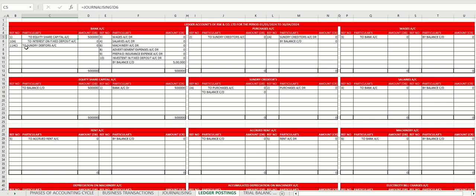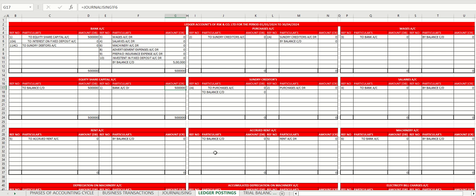Okay. So we have created the bank account, and in the bank account we have made the entry of equity share capital account. And what about this equity share capital account? So we have created the equity share capital account and we have updated that entry by bank account, of an amount of 5 lakh.